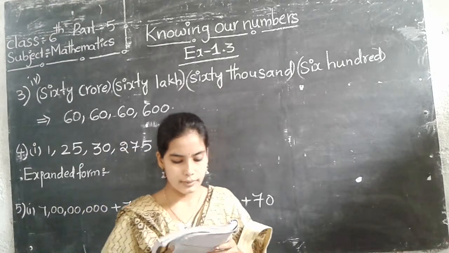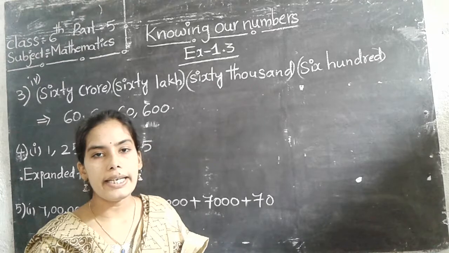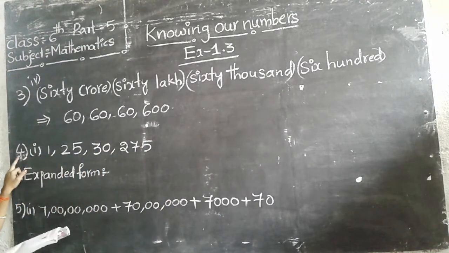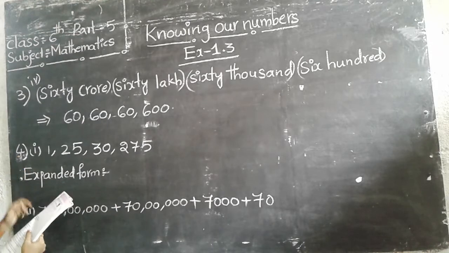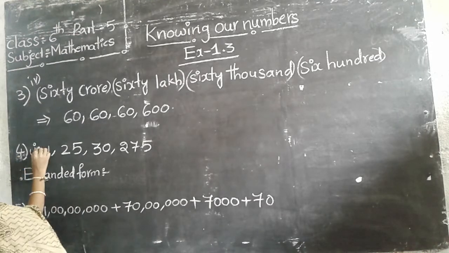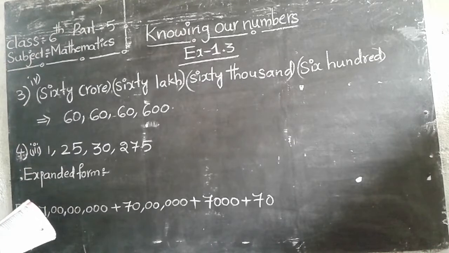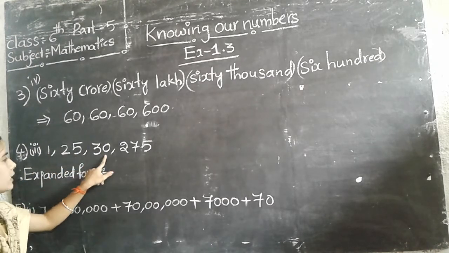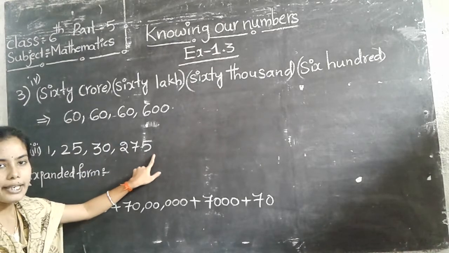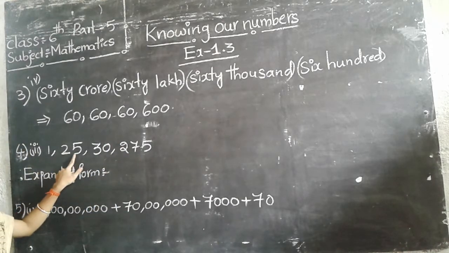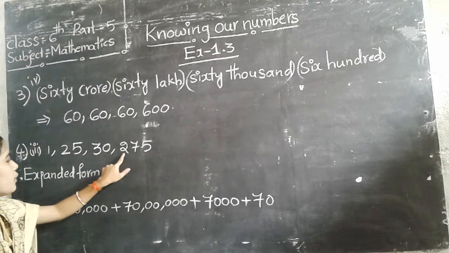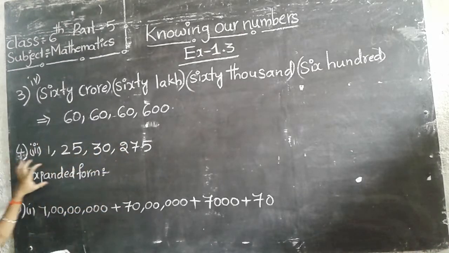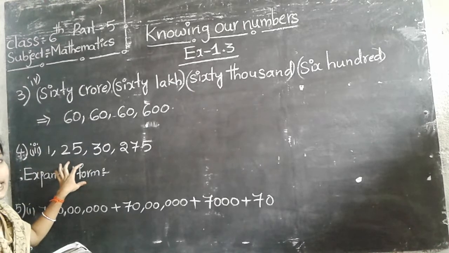Next, fourth one. Write the numbers in expanded form. In this I am saying fourth bit, third one: 1 crore, 25 lakh, 30,275. So this number we have to write in expanded form according to its place values.